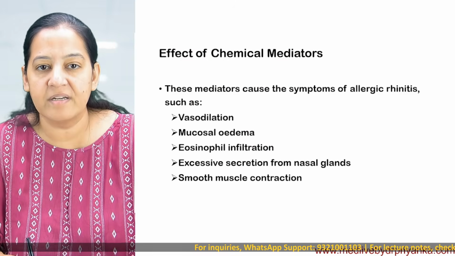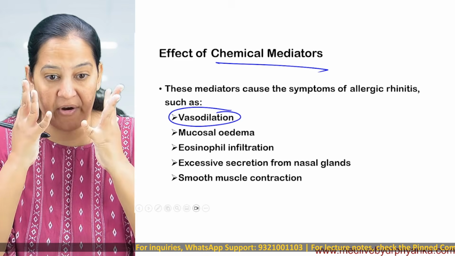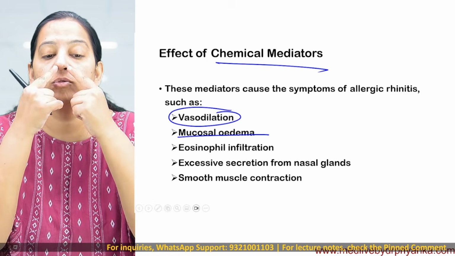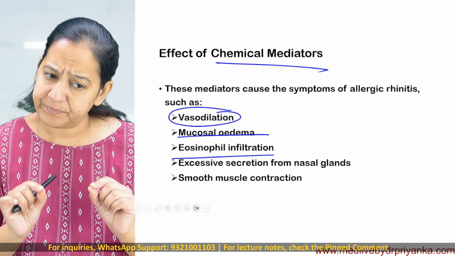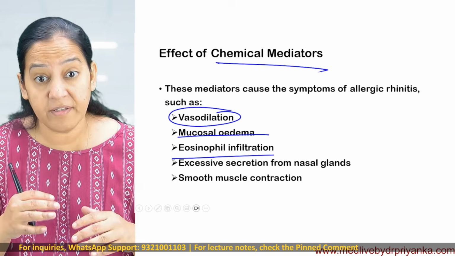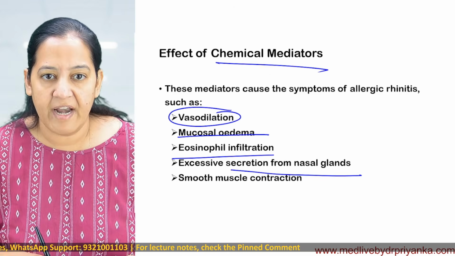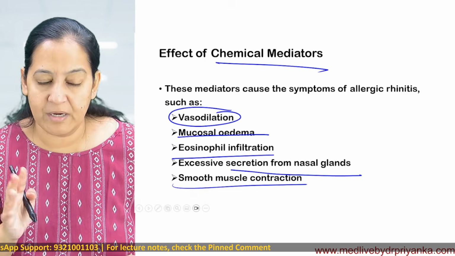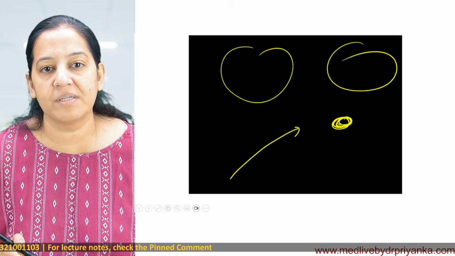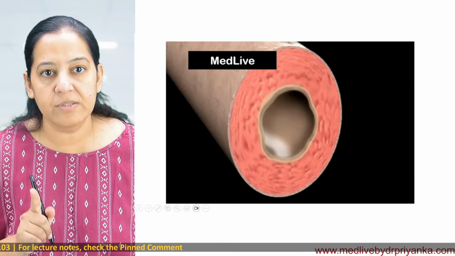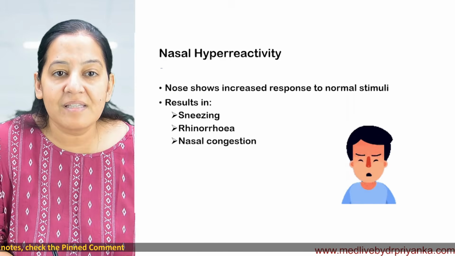So what are the chemical mediators doing? Chemical mediators do vasodilatation, so that the face and the nose become red. They cause mucosal edema. The nose from inside is edematous, the face is edematous. Eosinophilic infiltration: whenever there is allergy, the eosinophils in the blood will increase. Excessive secretion from the glands, runny nose, and smooth muscle contraction, that is bronchoconstriction. So a person can have symptoms of asthma also. Bronchoconstriction is asthma. This is the effect. So ultimately it's nasal hypersensitivity.